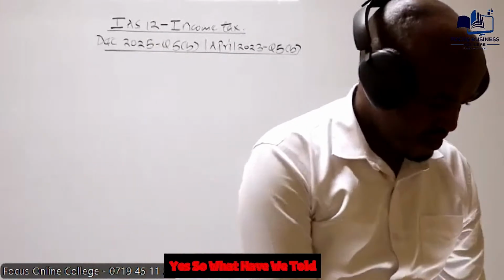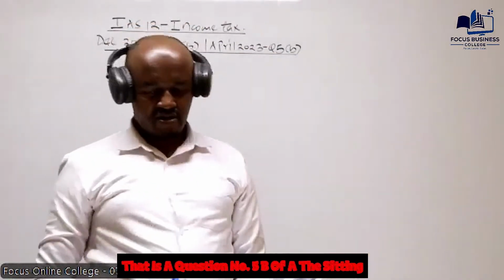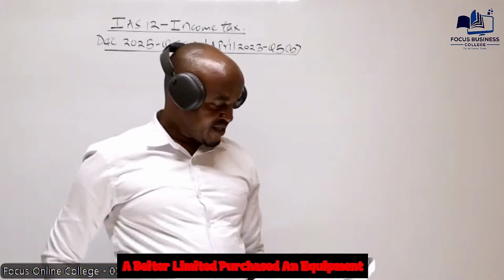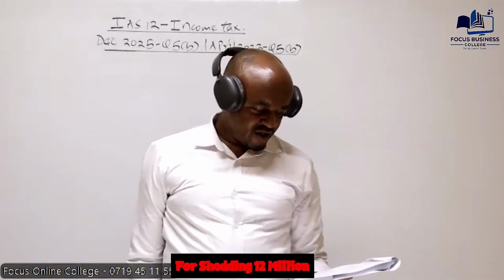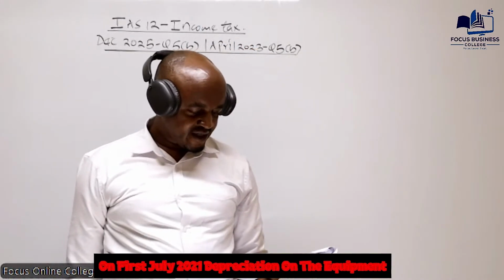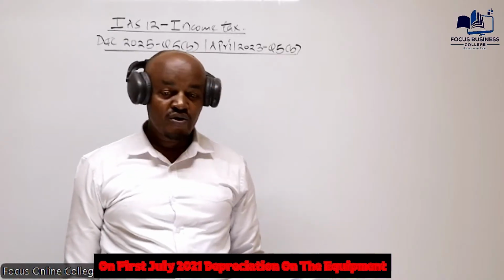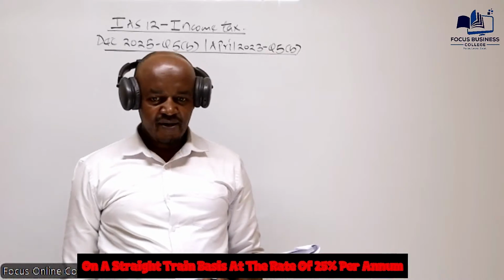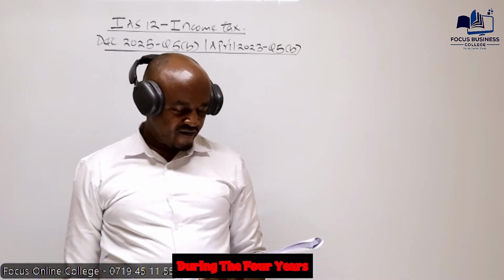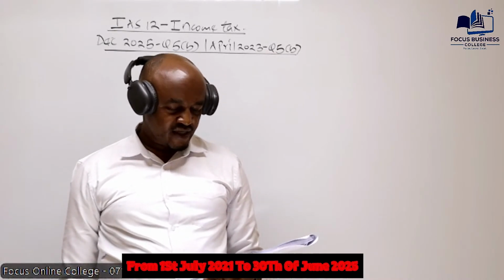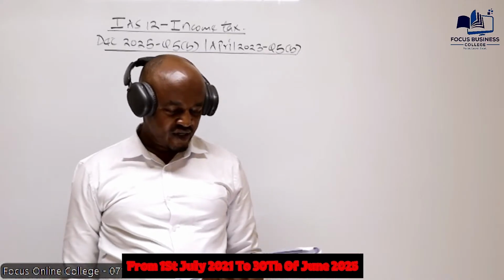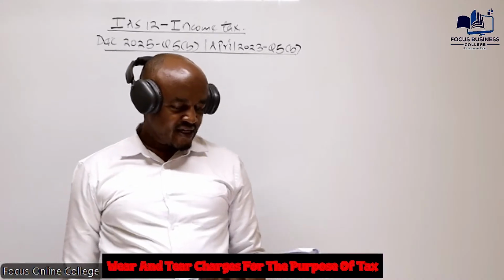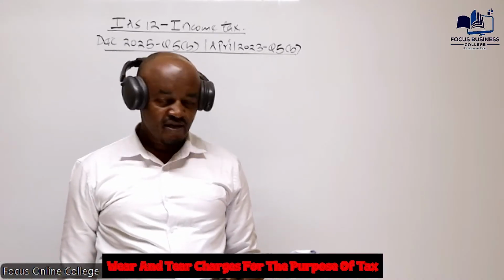Yes, so what have we told? That is question number 5B of last sitting. The question is, Belta Limited purchased an equipment for shillings 12 million on 1st July 2021. Depreciation on the equipment is provided on a straight line basis at the rate of 25% per annum. During the 4 years from 1st July 2021 to 30th June 2025, the profit after tax and allowed wear and tear charges for the purpose of tax were as follows.